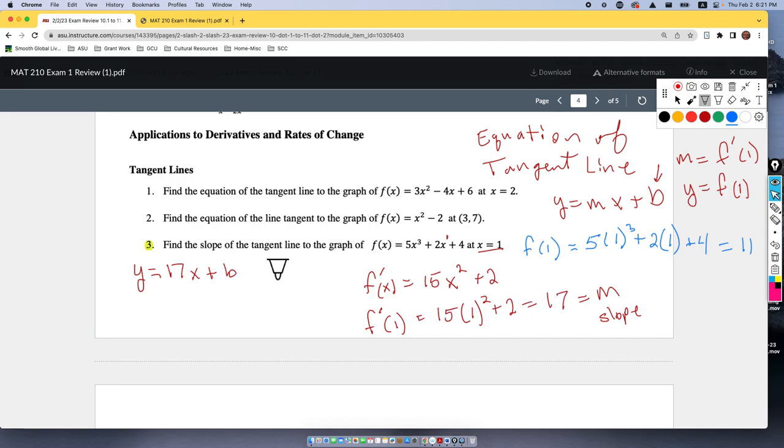Okay, so what we know is we've got a point that this line goes through, (1, 11). That'll allow us to find the y-intercept. So y equals 17x plus b, with x is 1 and y is 11. So this gives us 11 equals 17 plus b. Subtract 17 from both sides. So we get that b is negative 6.